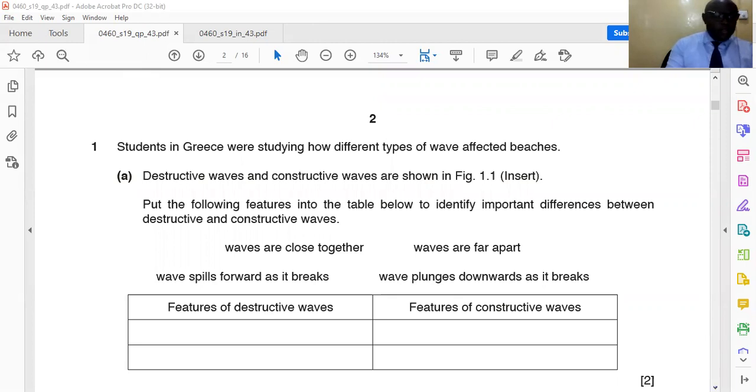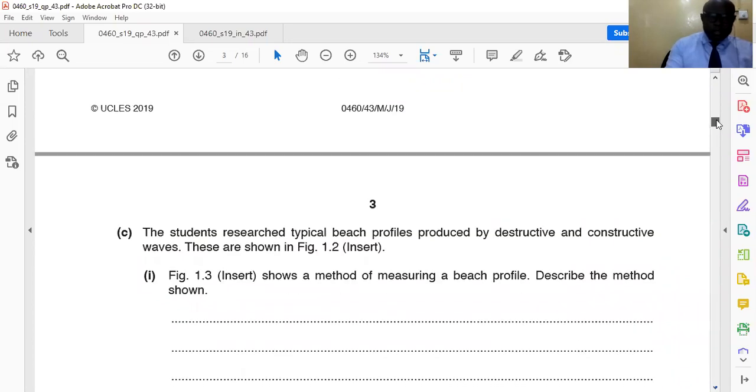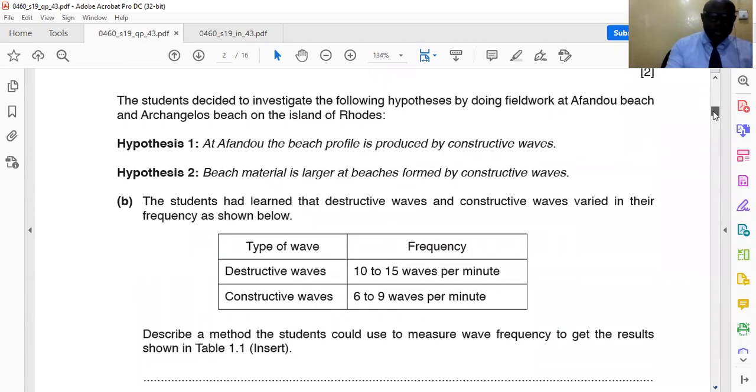If you get all the four correct, that's 2 marks, but if you get two correct, that's just 1 mark. So let's run. I don't want to make this video too long, so that you can watch it over and over and over again.